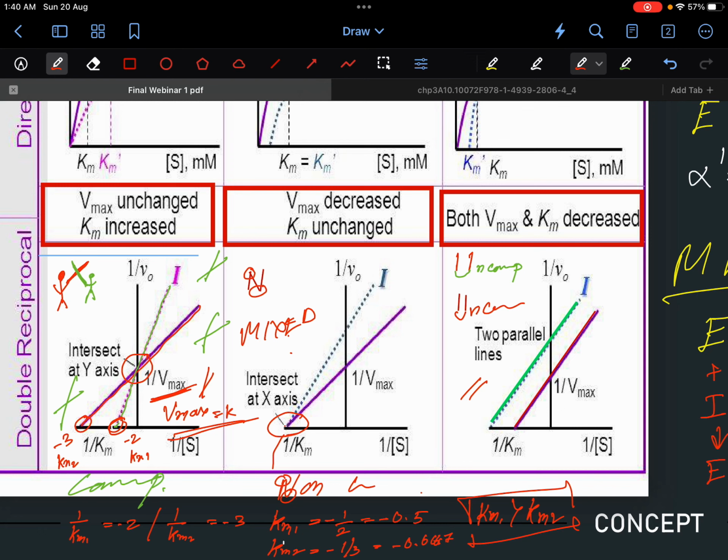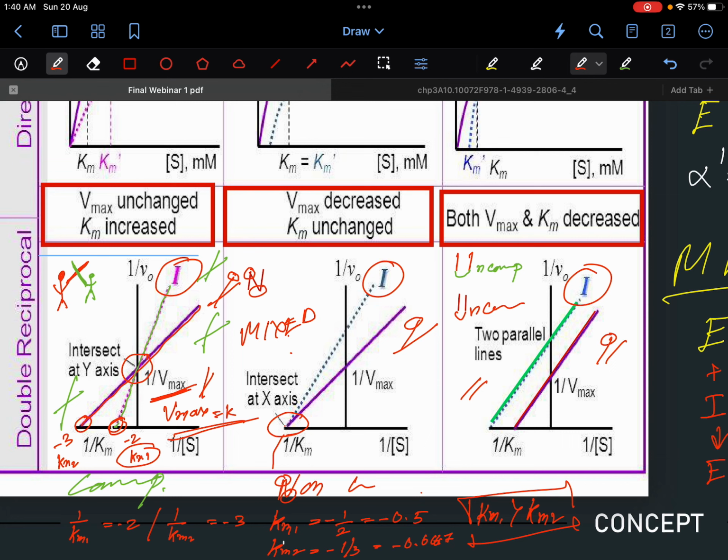Now let's see, this is Km1, and always remember the upper line in two graphs is always inhibited. Okay, the upper one is always inhibited. So for competitive, if same color graphs are given, don't get confused, the upper one is inhibited. In non-competitive also, the upper one is inhibited, and in uncompetitive also the upper one is inhibited. Okay, so the upper one is Km1.